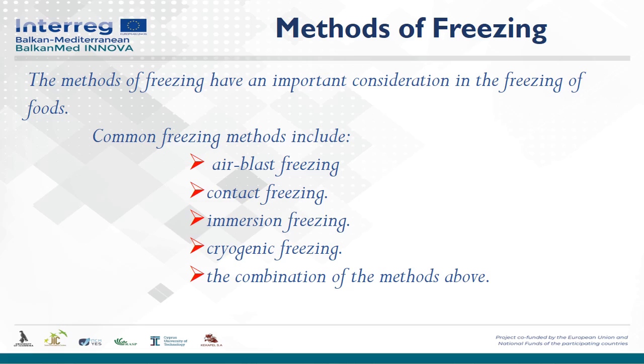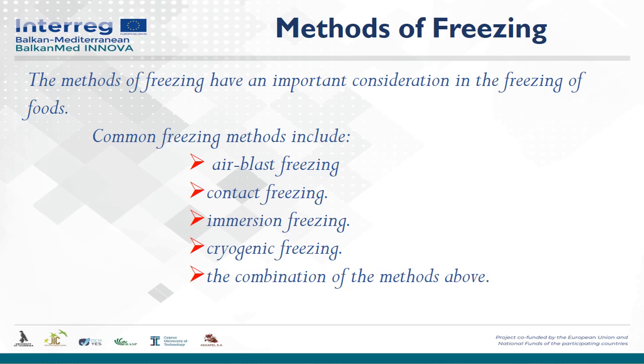A common type of nitrogen freezer involves a long tunnel with a moving belt in it. Food products will be frozen by nitrogen as they pass through the tunnel. Nitrogen provides extremely fast freezing due to a large temperature difference.